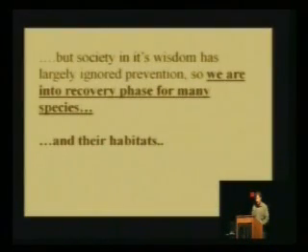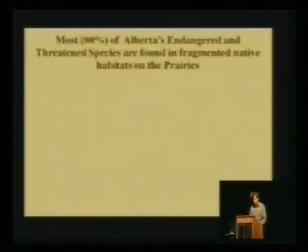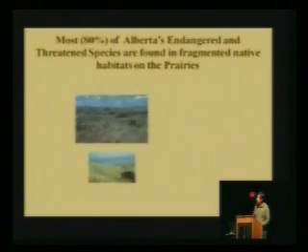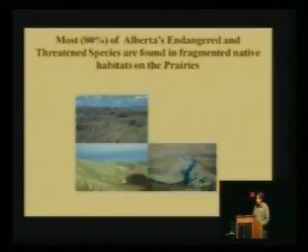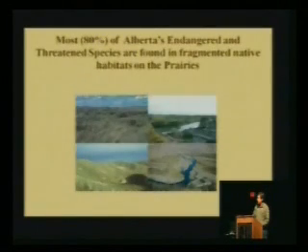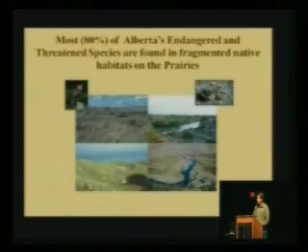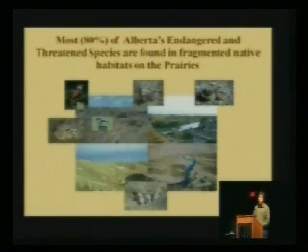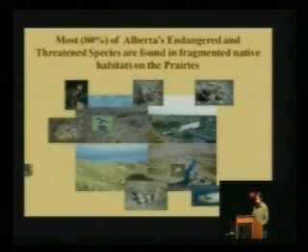But society in its wisdom has largely ignored prevention, so we are into the recovery phase for many species and for their habitats. If we look at southern Alberta, in the prairie area, most of Alberta's endangered and threatened species occur on this landscape, about 80% of them, and they are found in fragmented native habitats on the prairies, habitats like native grasslands and riparian areas.